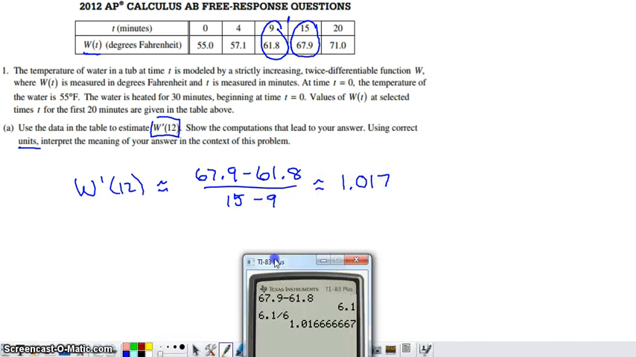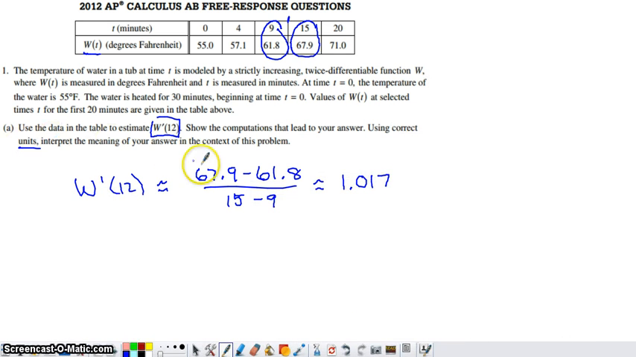And then the units here, which it does ask us for, the units are going to be just units of slope on this graph. Think about what you have as the units of these. These are measures of degrees in Fahrenheit, and then these in the denominator, 15 and 9, those are measured in minutes. So this would be measured in degrees Fahrenheit over minutes, or degrees Fahrenheit per minute.